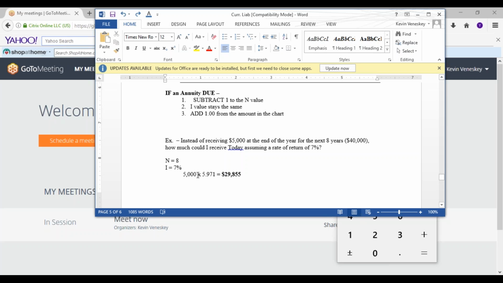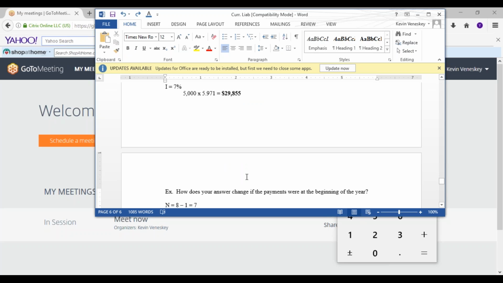For the final calculation, take what we know, the $5,000 payment, times what the chart tells me at that particular mark. So instead of receiving $40,000 over the next 8 years, I could receive $29,855 and neither party would be hurt. Everybody would be happy.